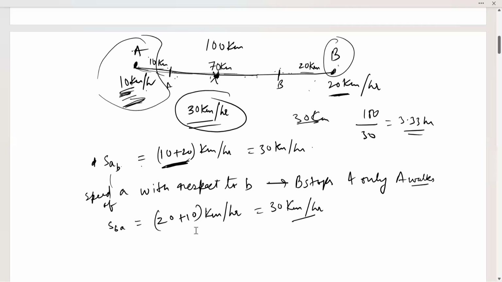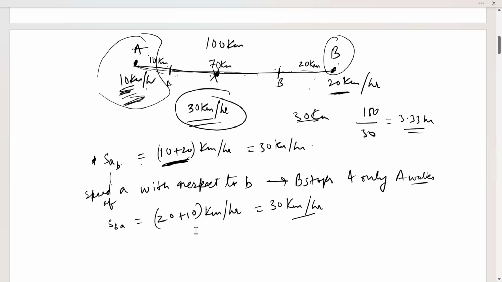Okay. Now, speed of B with respect to A means that A stops. How is A perceiving it? With respect to A means how is A perceiving B coming towards him? So when A sees B, what am I doing? I'm doing nothing. I've stopped. I'm just standing still, and I observe that B is coming towards him. At what speed is B coming? 20 plus 10, 30 kilometer per hour. B is coming towards him at a speed of 30 kilometer per hour.